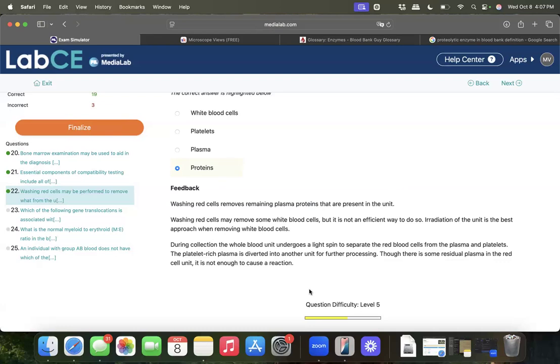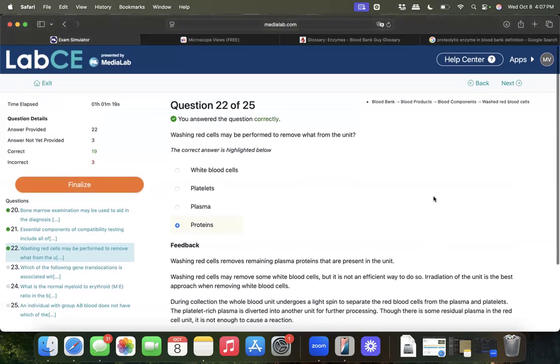During collection, the whole blood unit undergoes a light spin to separate the red blood cells from the plasma and the platelets. Platelet-rich plasma is diverted to another unit for processing. There is some residual plasma in the red cell unit, but not enough to cause a reaction. But washing is going to remove the remaining plasma proteins that are present in the unit. We'd want to wash.